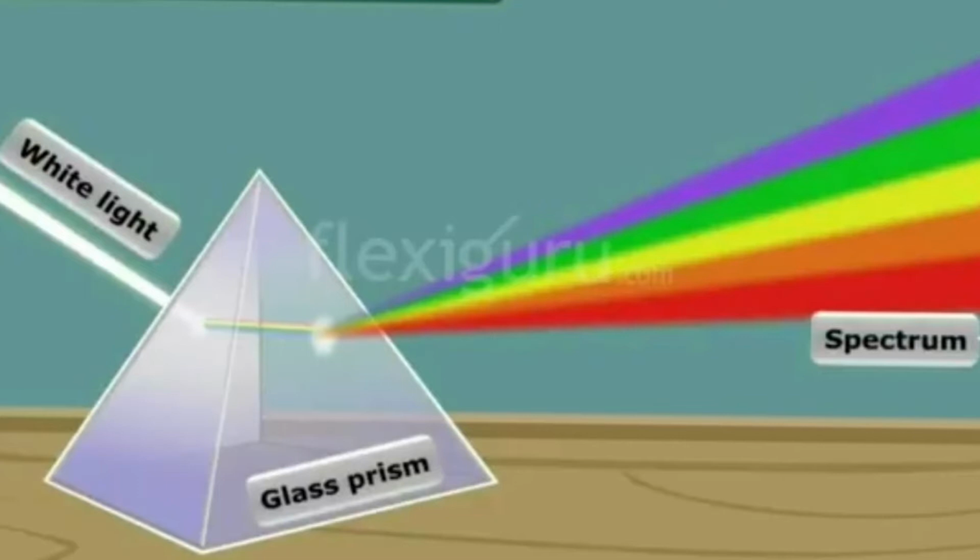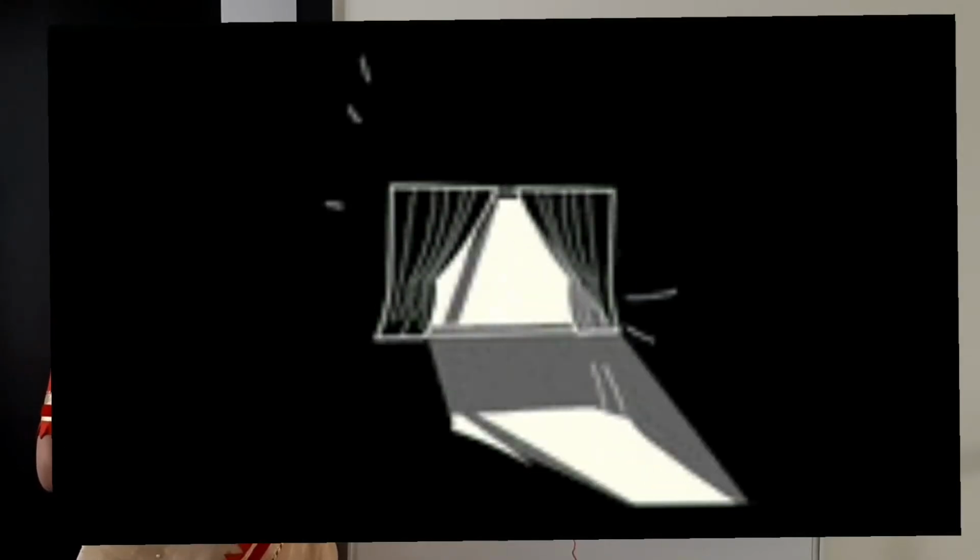Now, if we see the beam of light that is coming through a small window, what do you see in that? You see the dust particles dancing in that beam of light.